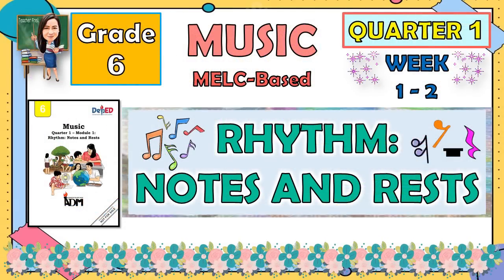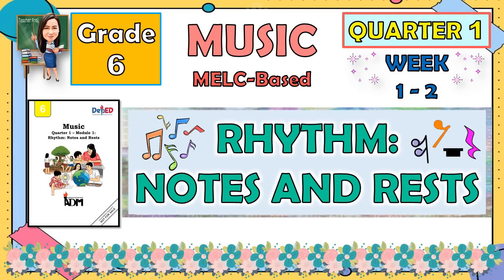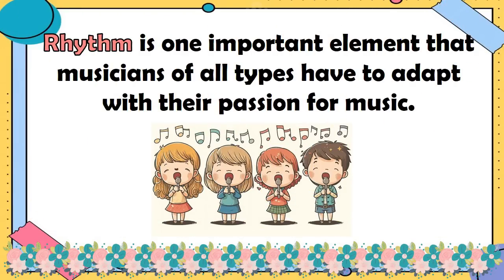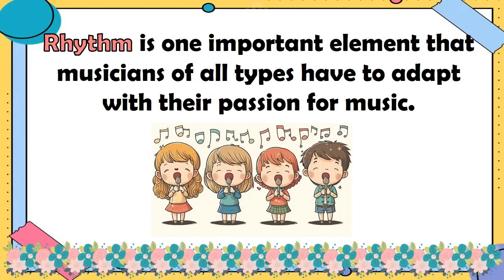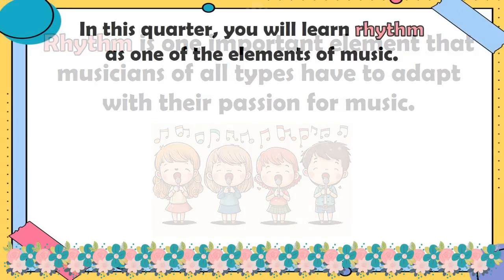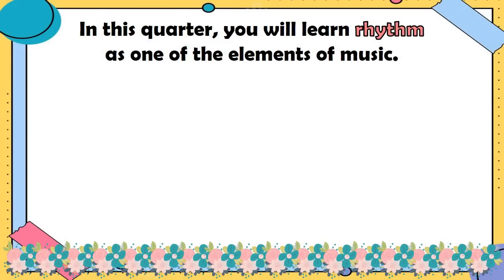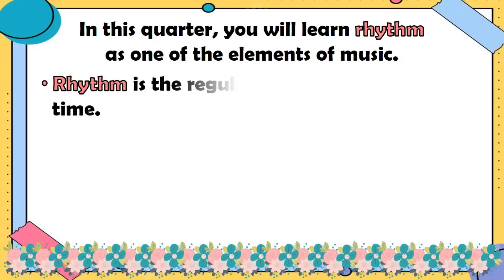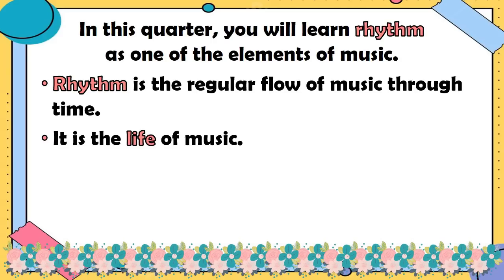Hello kids! For today's lesson in Music 6, we will discuss rhythm, notes, and rest. Rhythm is one important element that musicians of all types have to adopt with their passion for music. In this quarter, you will learn rhythm as one of the elements of music. Rhythm is the regular flow of music through time. It is the life of music.